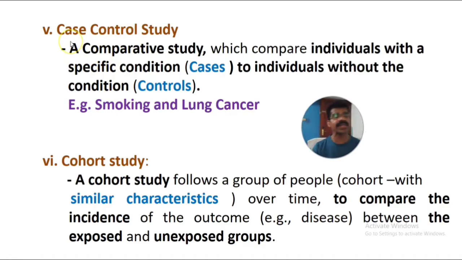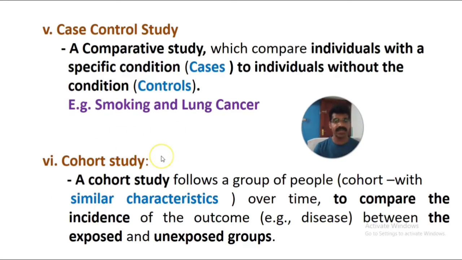Then in relation to analytical study, we have the case control study. As the term indicates, we have two groups. Case is the people with a particular problem. Control is the group of people without any problem. Why are we using a control in the study? To compare the effect of the disease. So it is a comparative study which compares individuals with a specific condition, called cases, to individuals without the disease, the controls. For example, smoking and lung cancer, whether smoking causes lung cancer. We take two groups, one group of smokers and the other group of non-smokers. Then we compare the effect of smoking.